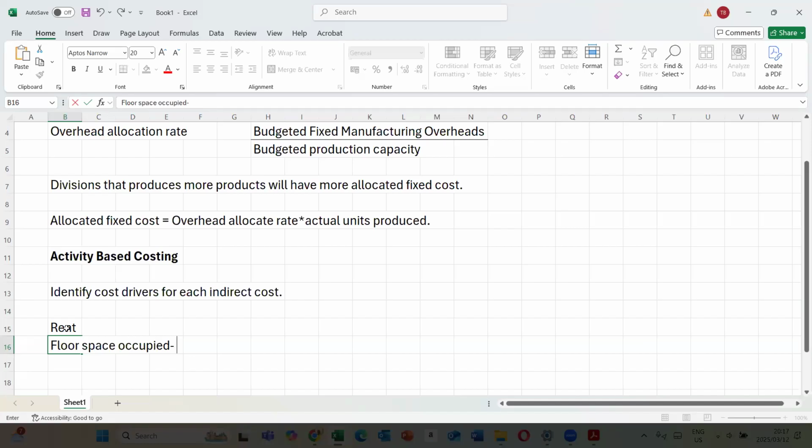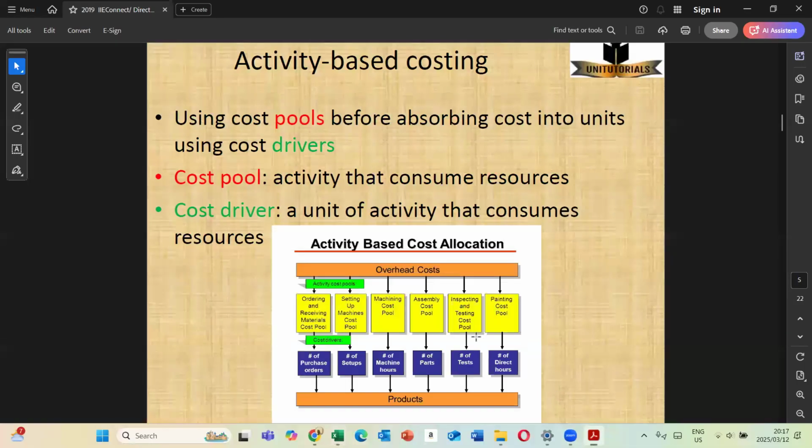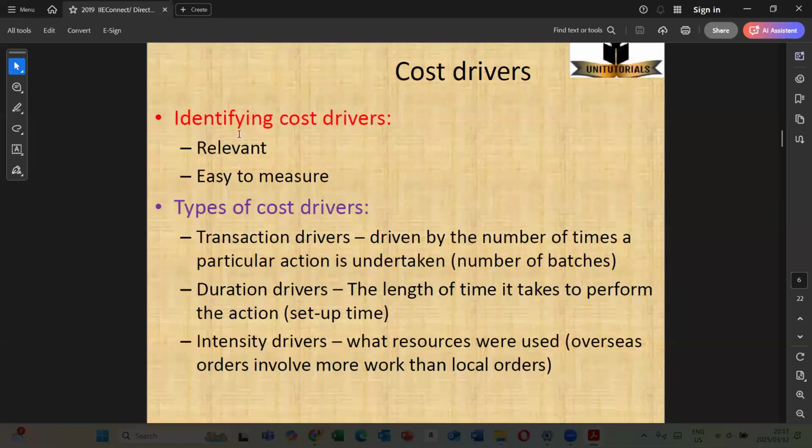So that means now this is our cost driver. That's what we use to allocate the rent to the different products. Crucial, important. When you're dealing with activity-based costing, the most important principle is to identify your cost drivers. It becomes a bit subjective with regards to the drivers that we have in activity-based costing, but it's crucially important that we have a detailed understanding of how we're going to go about it.